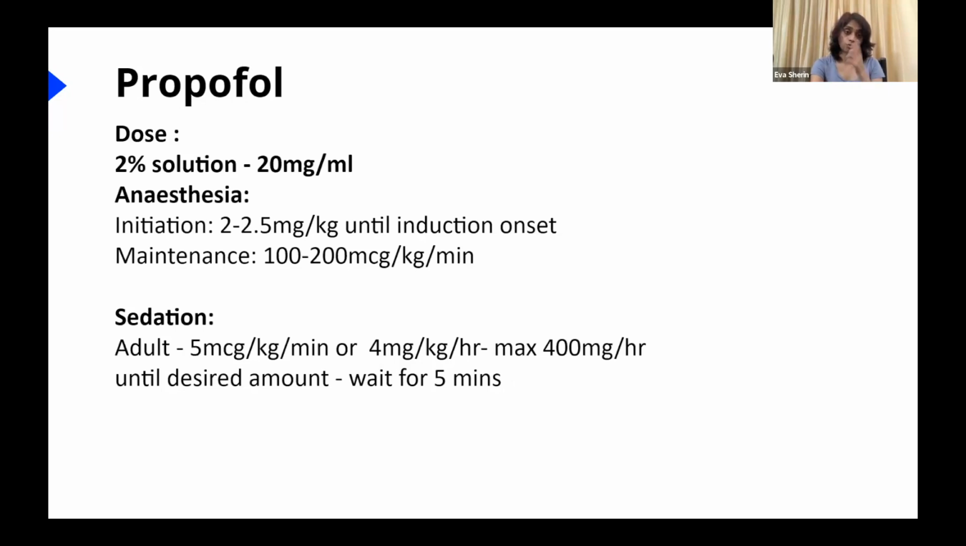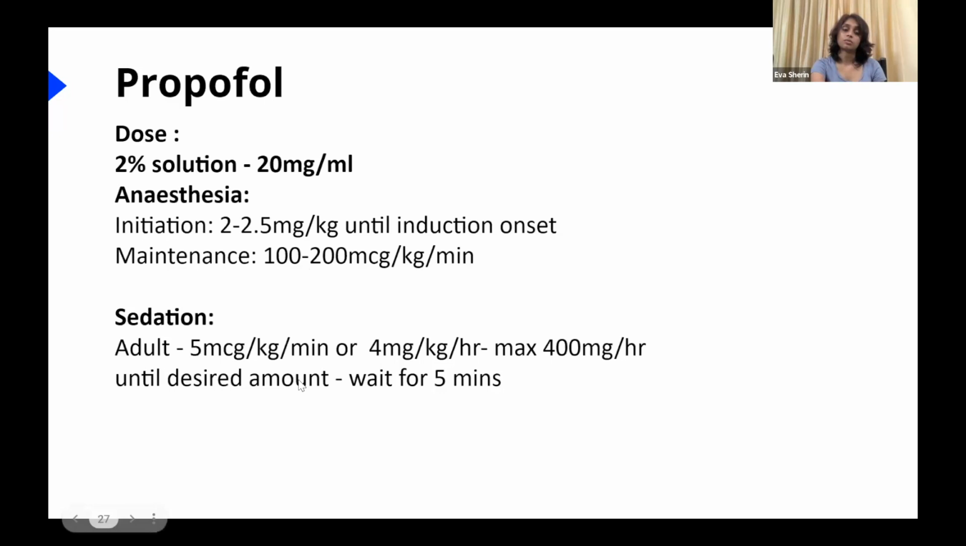Initiation is 2 to 2.5 milligrams per kg until induction onset. So this is for anesthesia. You give it at 2 to 2.5 milligrams per kg. So if it's a 70 kg patient, you give about 140 milligrams, which you give as 7 ml for this patient. So 7 ml should have 140 milligrams. So you give that much for the initial induction. And then for maintenance, you give it at 100 to 200 micrograms per kg per minute.